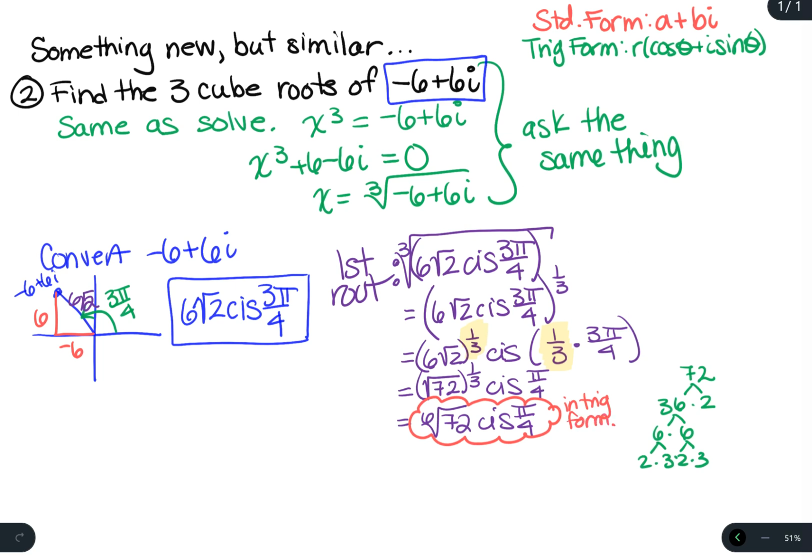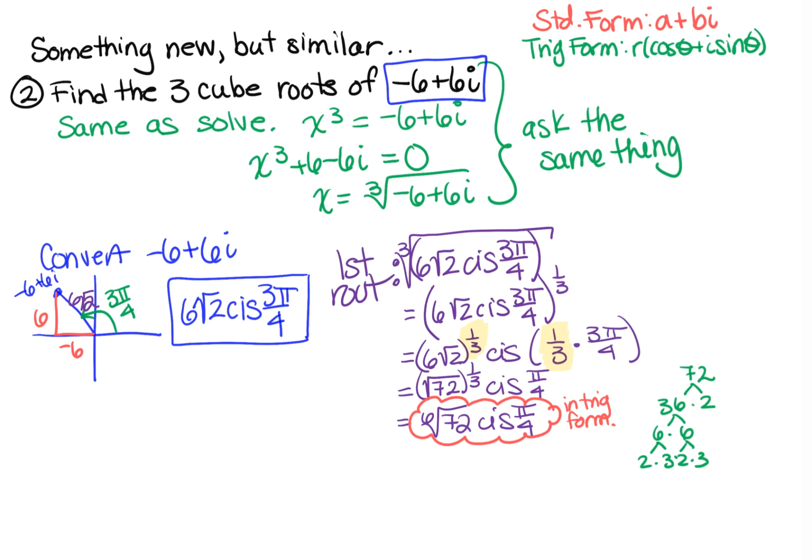Now, if you want to put it into standard form, you can. You can just expand out the cis pi over 4 and do cosine of pi over 4 plus I sine of pi over 4. And we'll do that a little bit later. Okay, so that's just one solution, but we needed to find 3 roots.